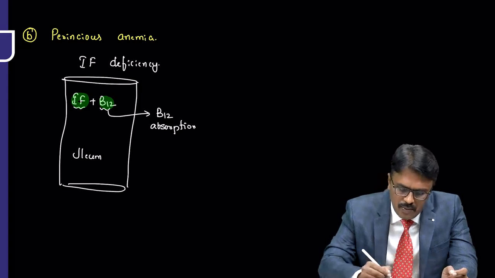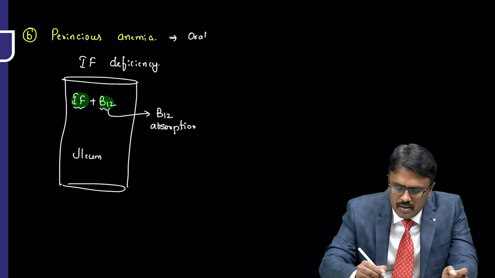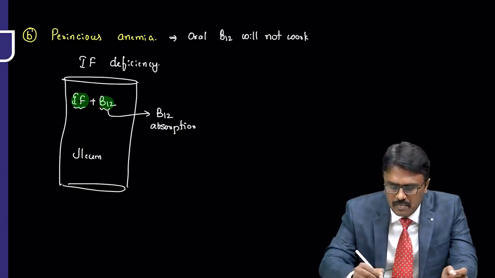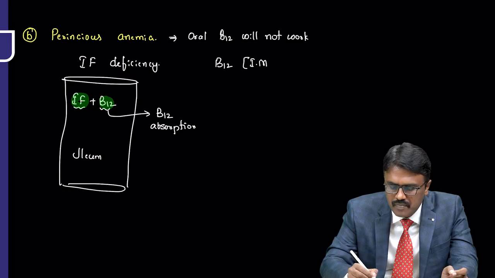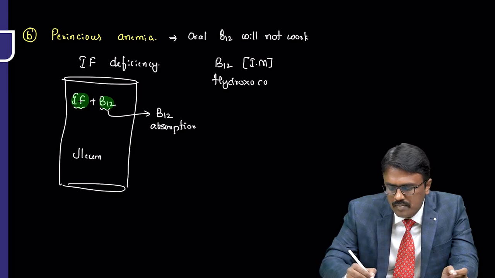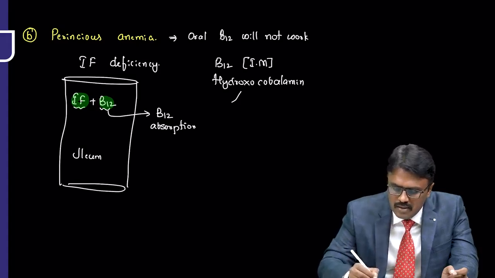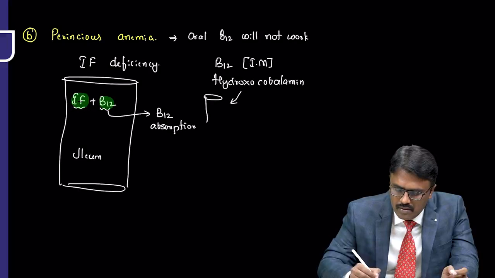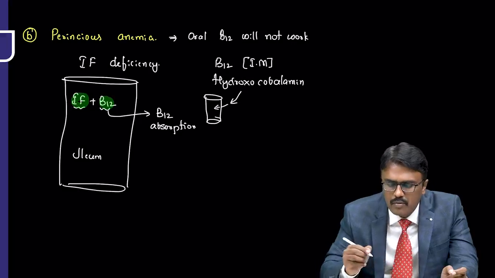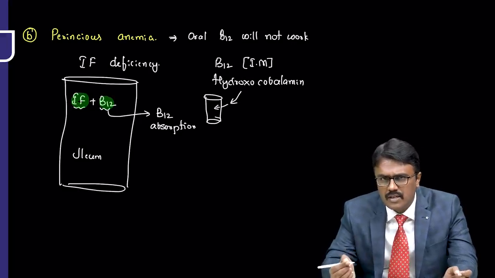That means for pernicious anemia, oral B12 will not work. Then what to do? You have to give the B12 parenterally. So B12 is given parenterally, that is, it is given IM. And what we give is hydroxycobalamin. Now when we give it like this, B12 enters the circulation through the muscle. So from the muscle it will enter the blood vessel. And for this IM route, it doesn't require intrinsic factor.